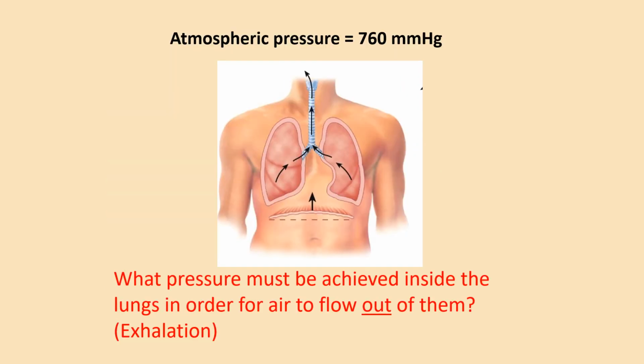Next question. What pressure must be achieved inside the lungs in order for air to flow out of them? Now we need to exhale. We need to generate a pressure gradient in order to get air to leave our lungs. And so atmospheric pressure hasn't changed at all. It's still 1 atmosphere, or 760 millimeters of mercury. What pressure do we need to generate inside the thoracic cavity in order for air to flow from an area of high pressure to an area of low pressure? Well, if you said 761, you'd be correct.